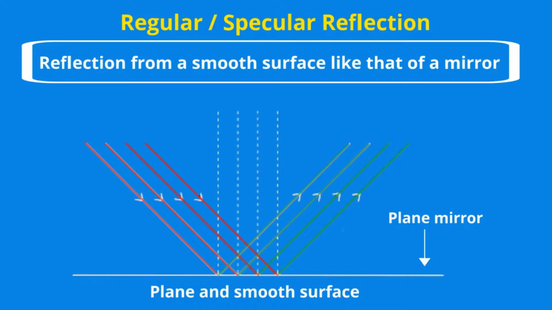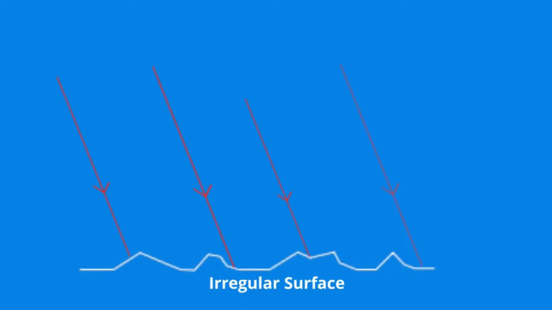Now let us talk about light reflecting from an irregular surface like this. And here as well, we assume that the group of rays incident on this irregular surface are parallel to each other. Where do you think the reflected rays will travel? Do you think that they will travel in a group just like they did in the previous case? To find that out, let us try to draw each and every reflected ray.